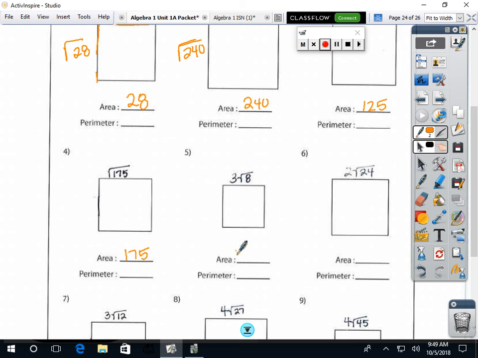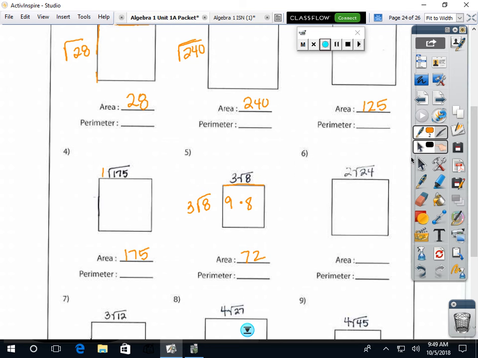175. Now, number 5 is different because now we have a number on the outside other than a 1, so you're actually going to have to do something with it. Remember, this is still a square, so if this side is 3 square roots of 8, so is this one. To find area, you just multiply the length times the width. So 3 times 3 would make 9. The square root of 8 times the square root of 8 is 8. And so 9 times 8 is 72.